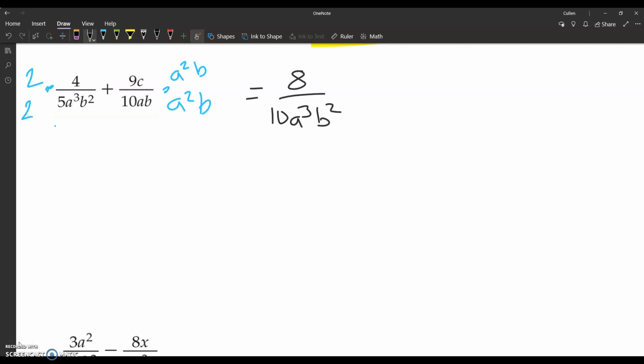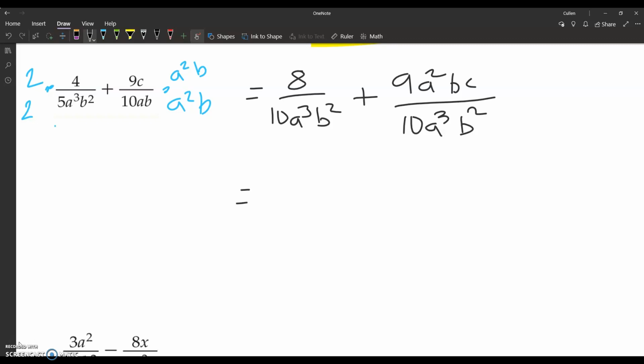And then the right fraction, we got plus 9c times a squared b is 9. And then I'm just going to put them in alphabetical order, a squared, b, and c to the first. And then on the bottom, I'll have 10, which is good so far. A times a squared is a to the third, which is what I wanted. And then b times b is b squared, which is also what I wanted. So my two denominators are the same.